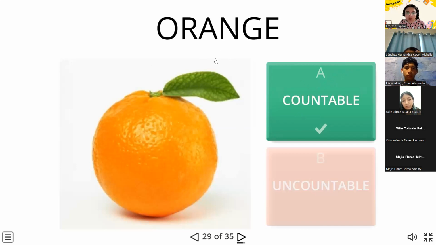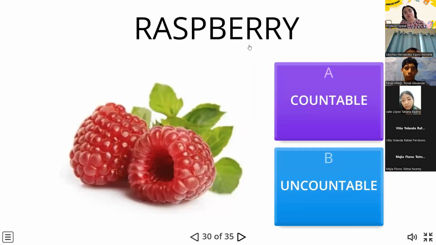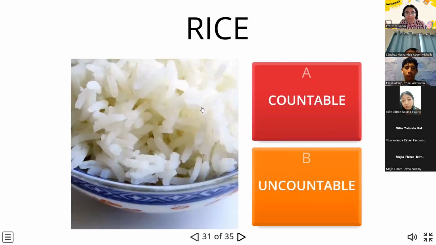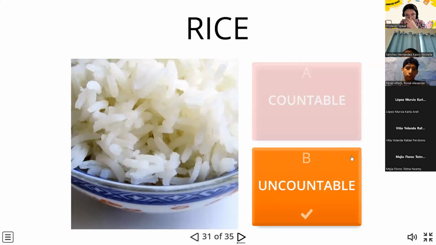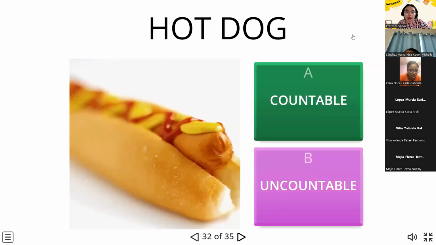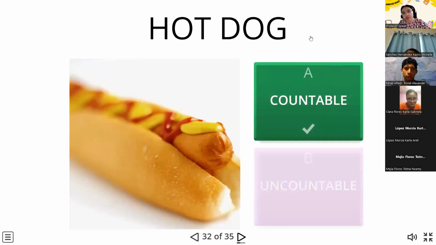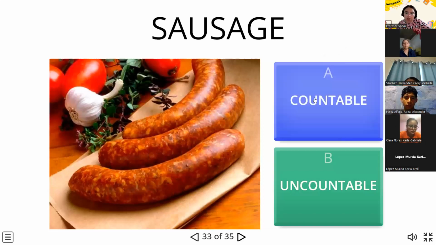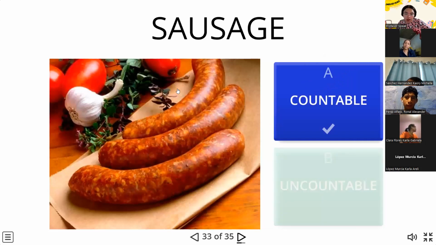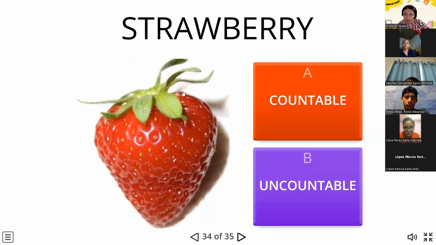Now we have orange. Countable. Over here we have raspberry. Countable. Very good. Okay, what about rice? Uncountable. Now we have hot dog. Countable. That's countable, the hot dog. One hot dog, two hot dogs. Now we have sausages. Countable. That's something that we can count. Very good. Strawberry. Countable. That is countable. Very good.